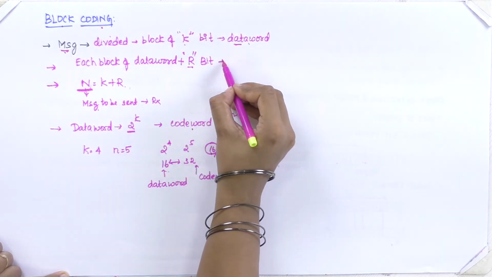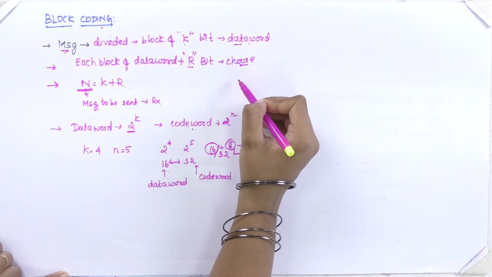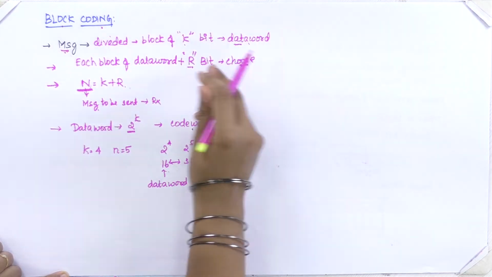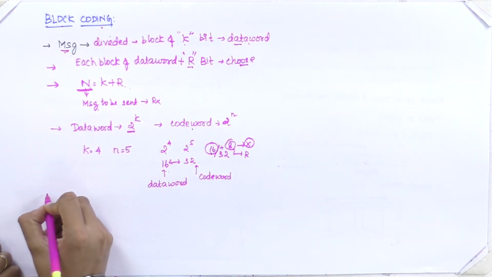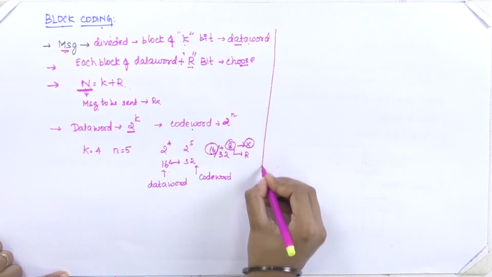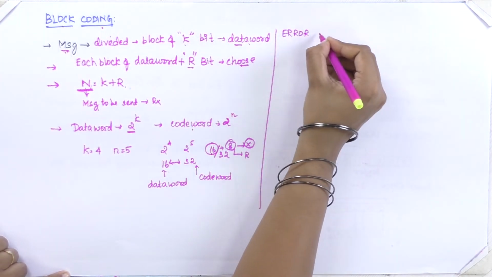So how do we choose this r bit? That we will discuss later. So let us see under block coding how the errors are detected. That is your error detection.